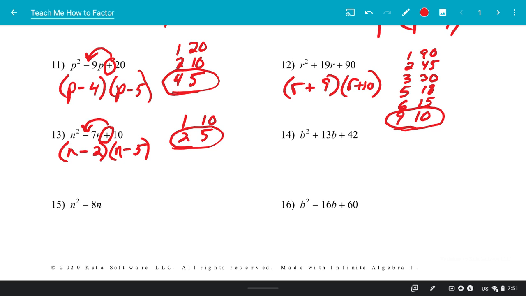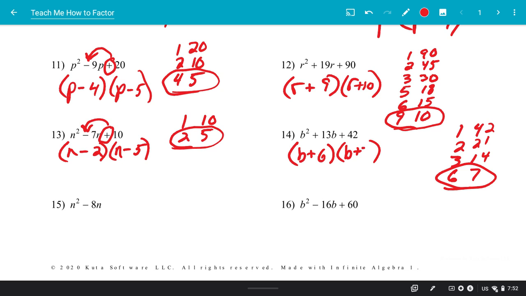Number 14. No GCF, no leading coefficient. Split in signs. Variable in each. Signs are the same, both positive. Factors of 42. I got 1 and 42, 2 and 21, 3 and 14, 4 does not, 5 does not, 6 does, 6 and 7. Which of those come together to get me a 13? 6 and 7.